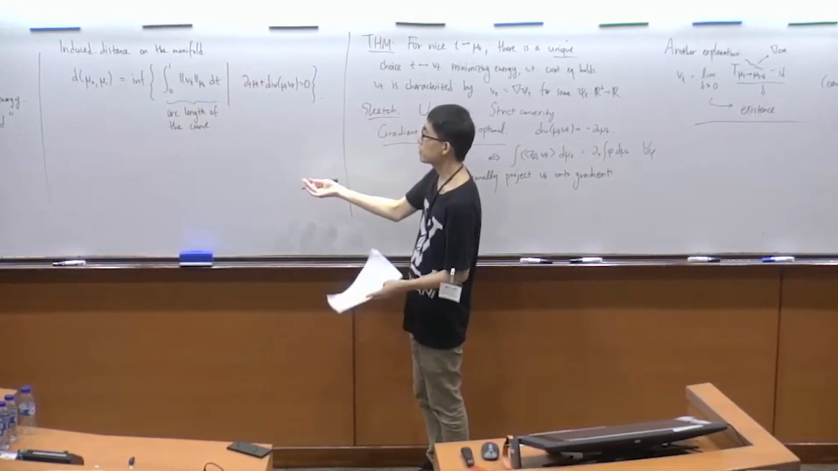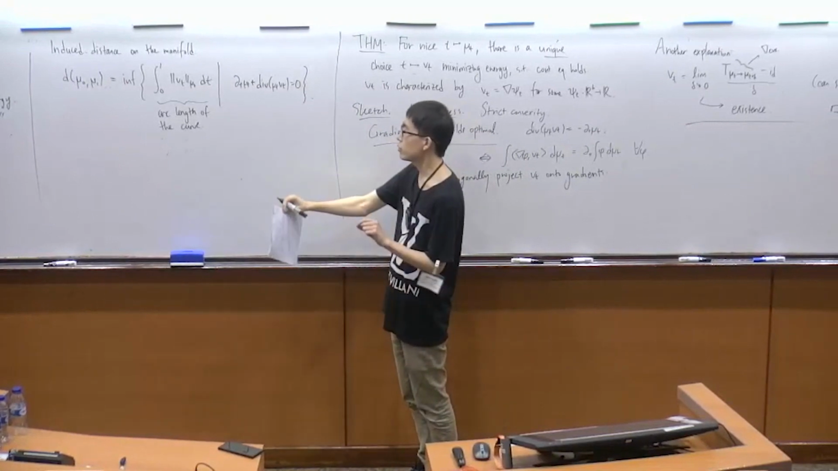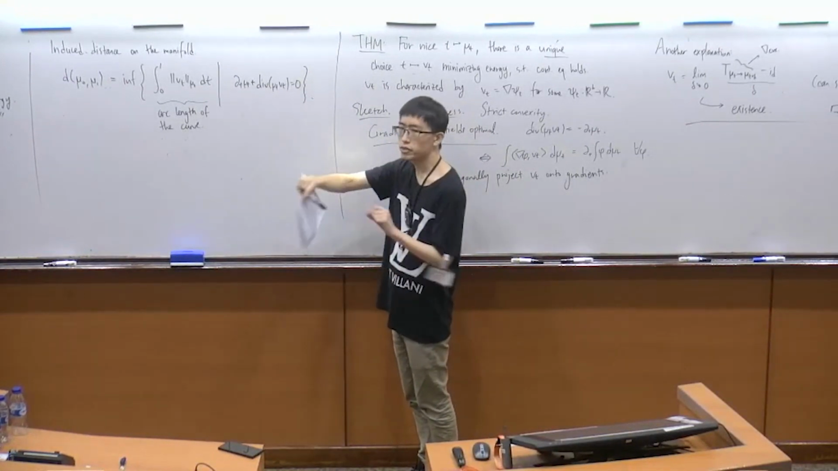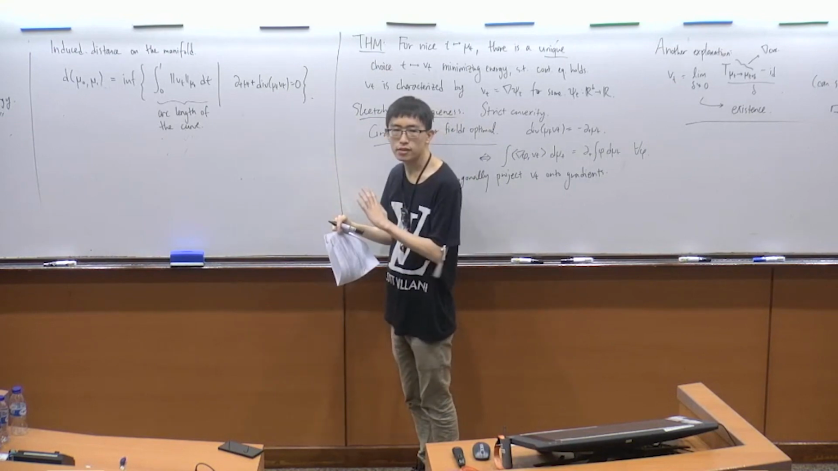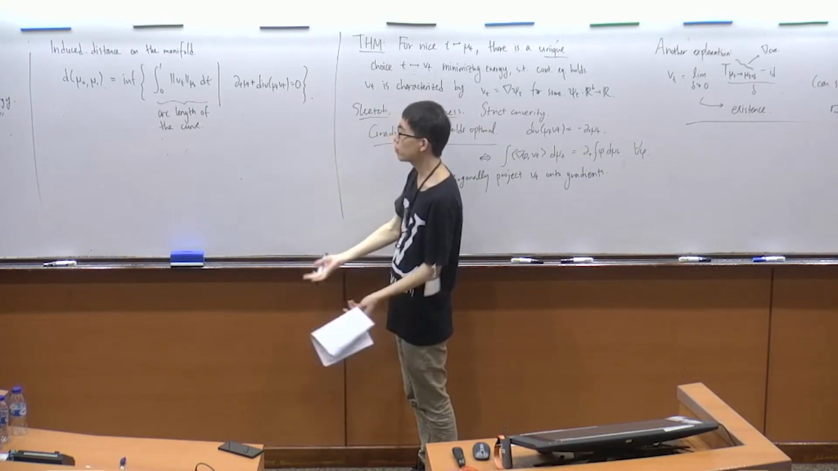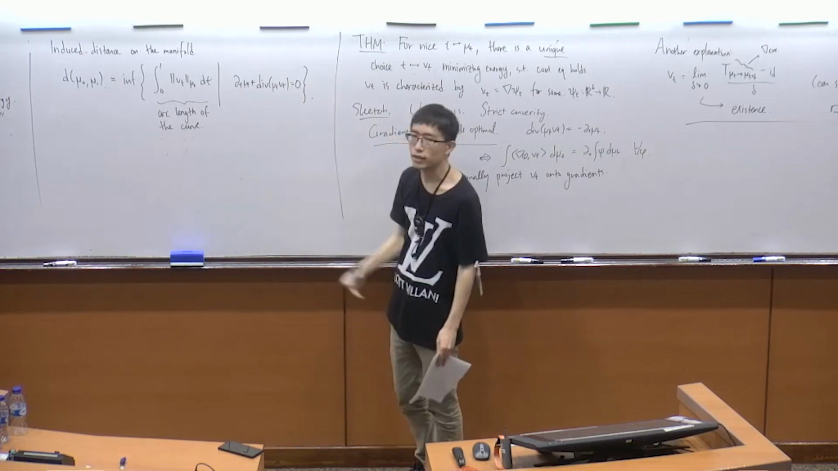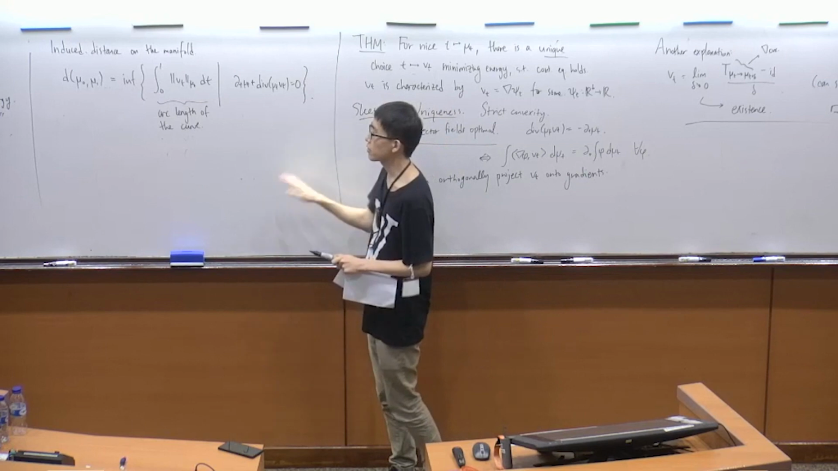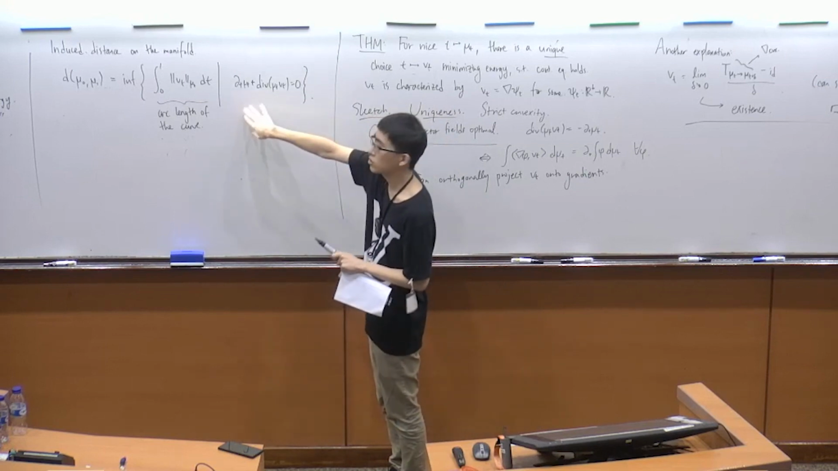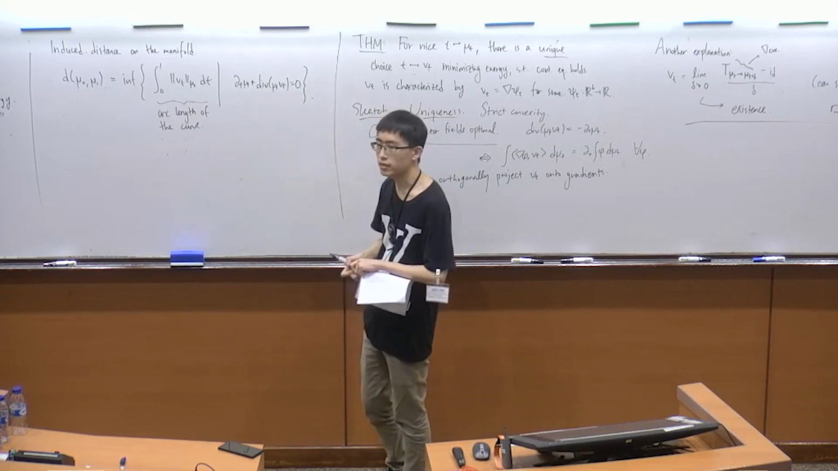Okay, so what this is saying is that the distance between two points is like, I look at all curves joining these two points and I find the one that has the smallest arc length joining them. And then this smallest possible arc length will be what I call the distance between two points. So in general, every Riemannian manifold has associated with it a distance function defined in this way.